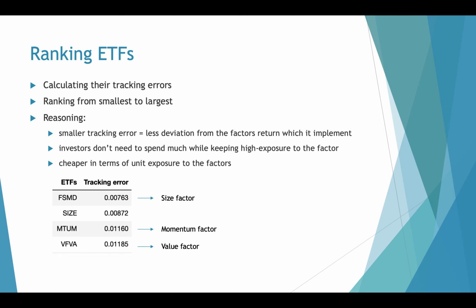Moving on to our next step, we're going to rank those ETFs based on their tracking error. Our logic behind this method is that investors don't need to spend much on the low tracking error ETF while keeping the high exposure to the factor they want to invest. In other words, those ETFs with lower tracking error are cheaper in terms of unit exposure to the factor. Based on their tracking error ranking, we will choose MSMD, MTUM, and VFVA to build our portfolio.